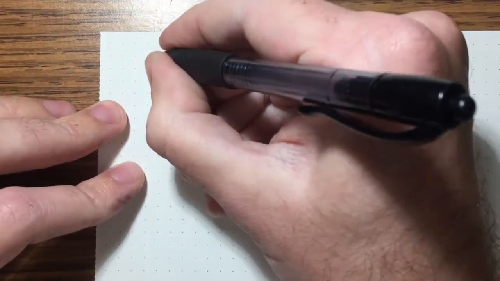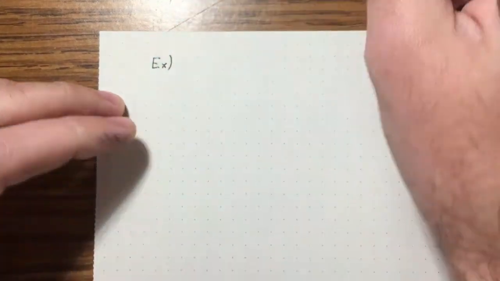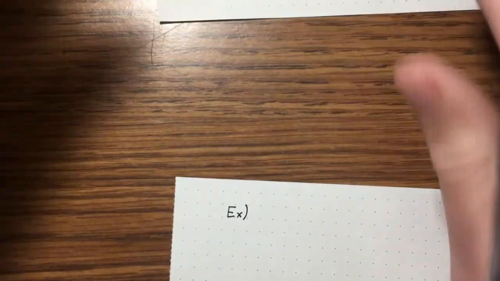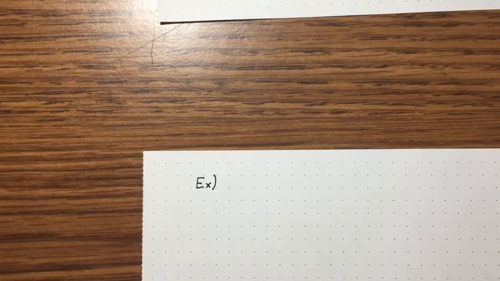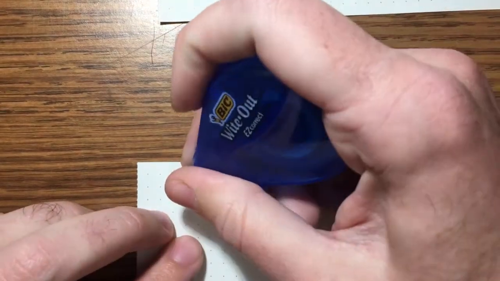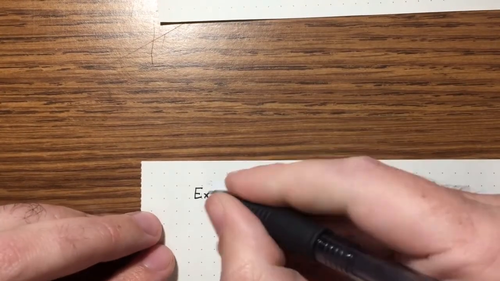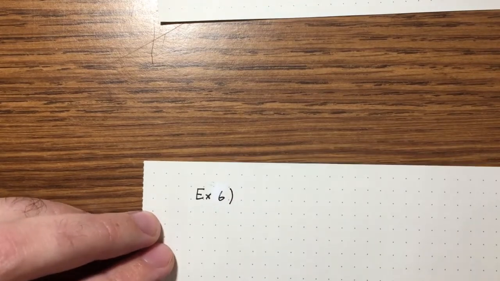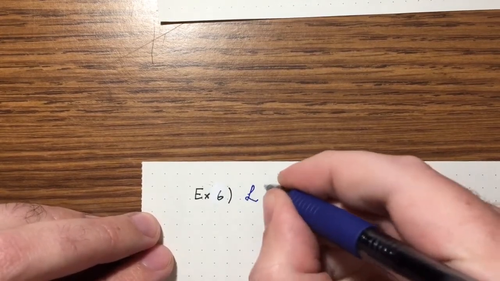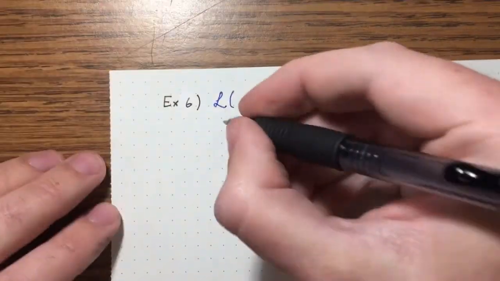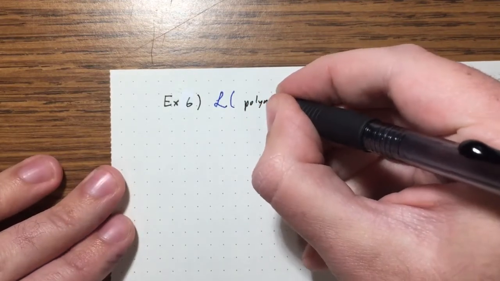All right, I think we should do one more example. Let's do the Laplace transform of a polynomial. This is example, I didn't say which number it is. What are we on? We're example 6. Let's do L of a polynomial. Surely that will be an important one.